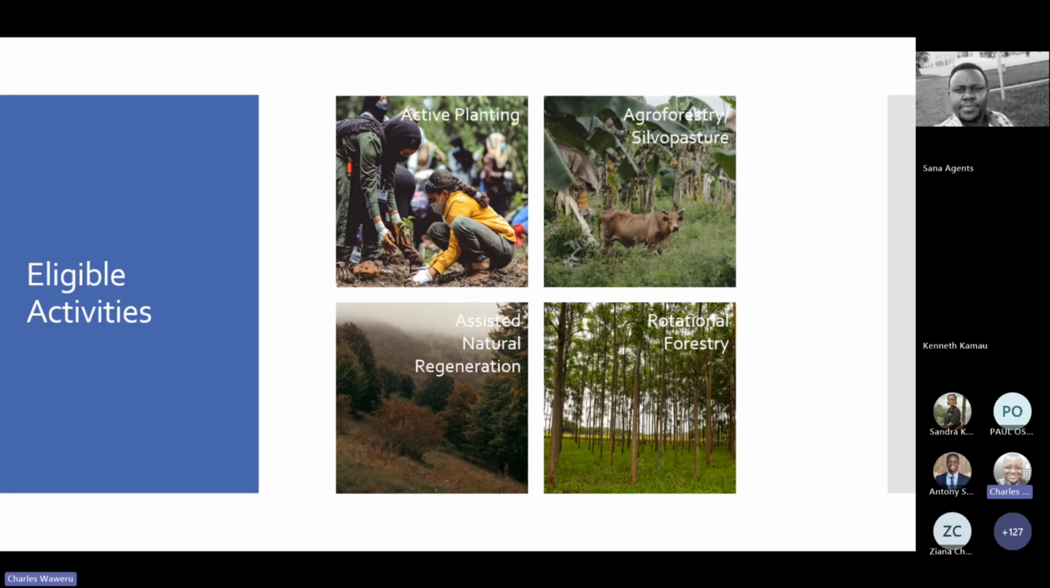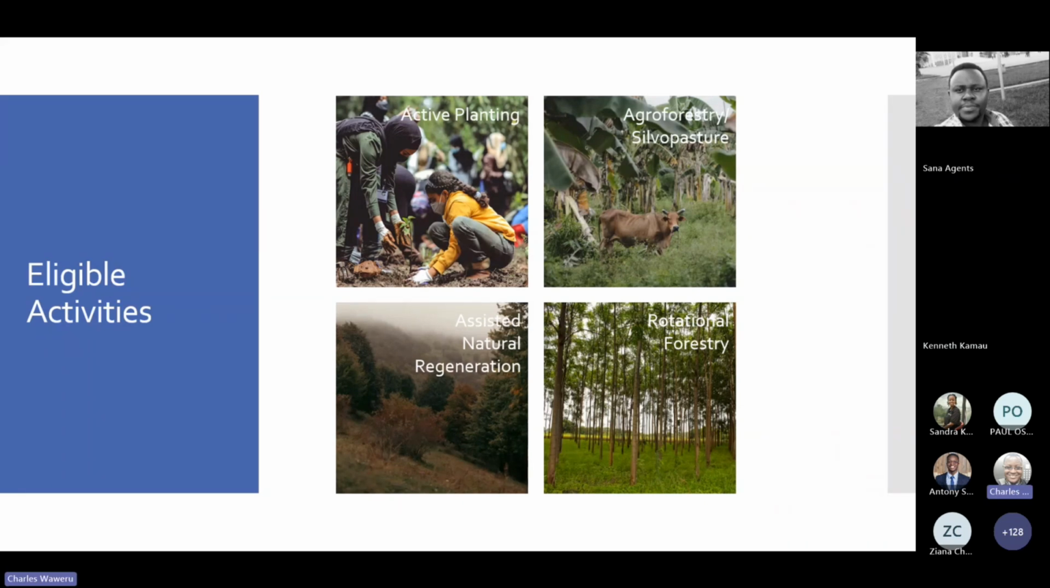There's also what you call silvopasture, whereby you are planting trees at a lower density in a plot of land or a project area to allow for grazing by livestock. Okay, that is also applicable. Another consideration, as you can see on the third box there, is ANR, that is assisted natural regeneration.